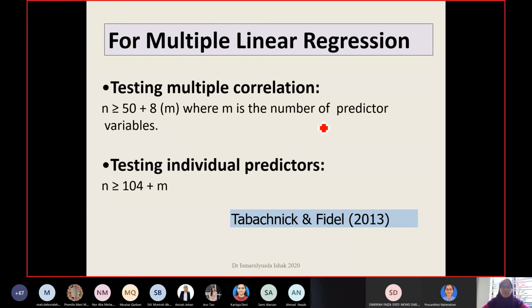This is for multiple linear regressions, from Tabachnick and Fidell 2013. This is the terms of rules. This is a simple calculation, but you can use G*Power to make it more specific than this one.